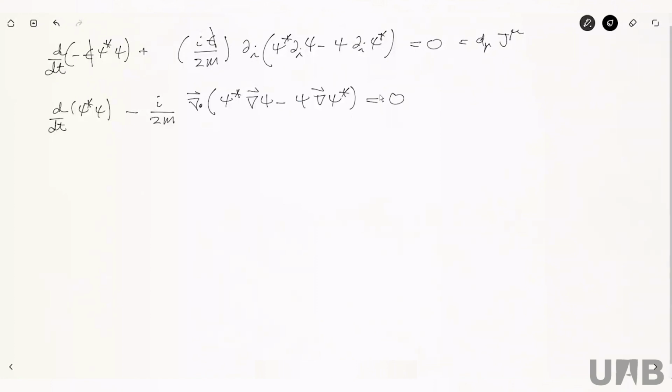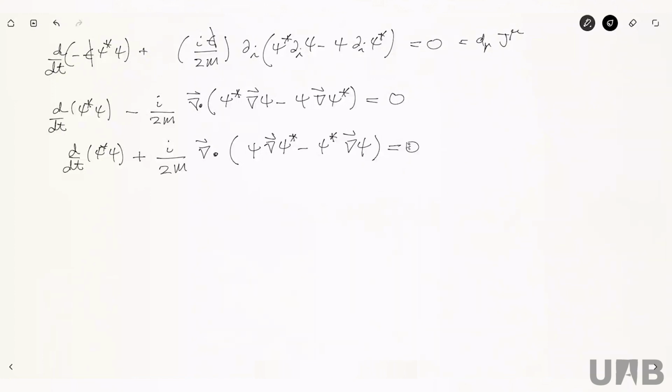All right, which I can also write in a different way, like d/dt of psi star psi, and then I put a plus sign here, 1 over 2m, and this is going to be nabla acting on this thing, but now I have to put this guy first. So this is psi gradient of psi star minus psi star gradient of psi equals 0. Now, who recognizes this equation now? What is this equation?